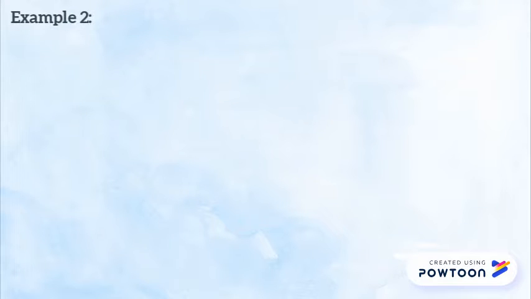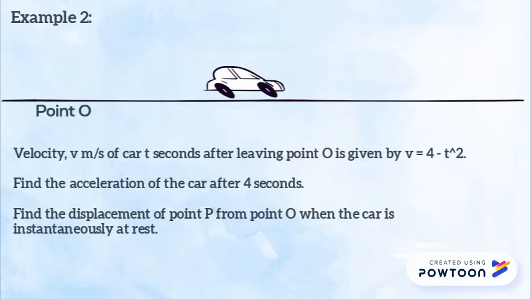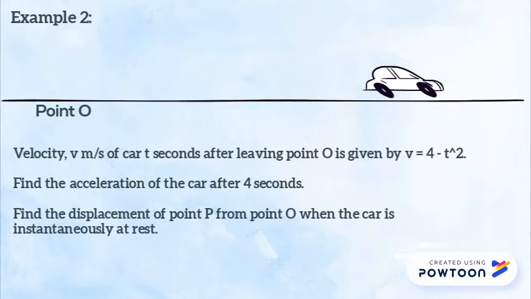For example, the velocity of a car at t seconds after leaving point O is given by v equals 4 minus t squared. Find the acceleration of the car after 4 seconds and the displacement of point P from point O when the car is instantaneously at rest.